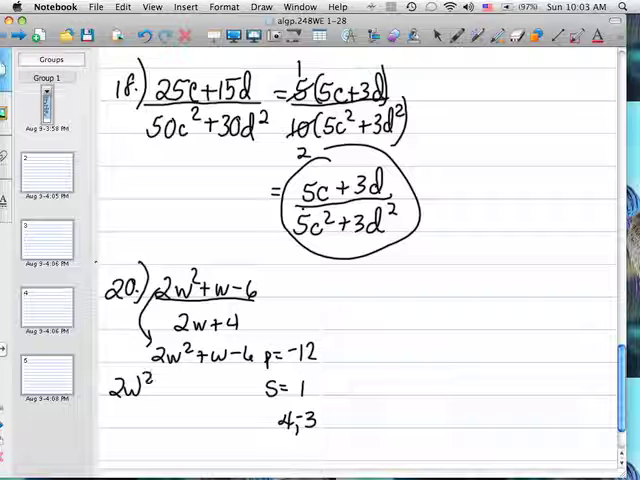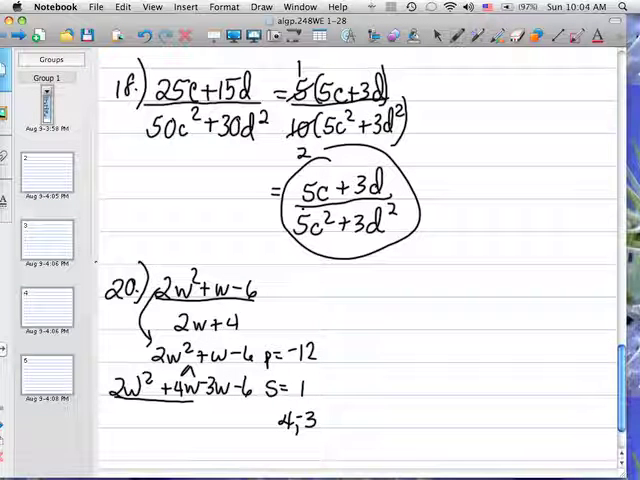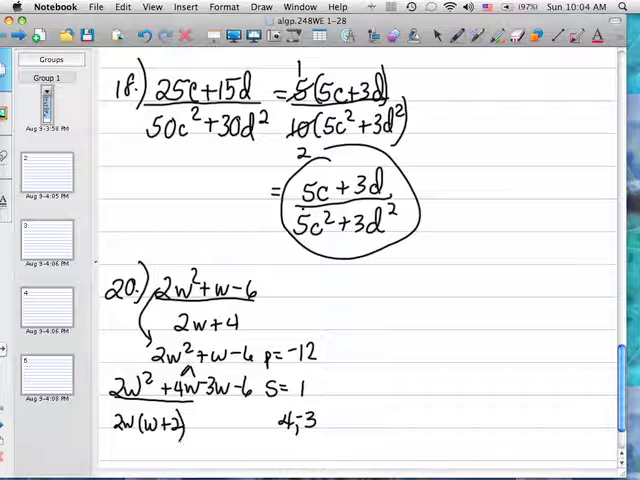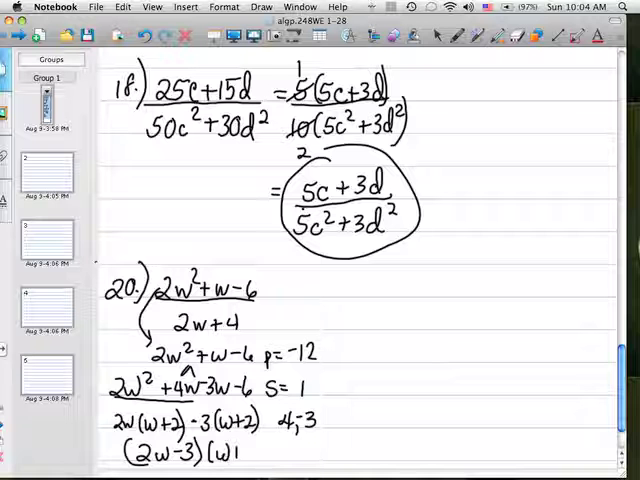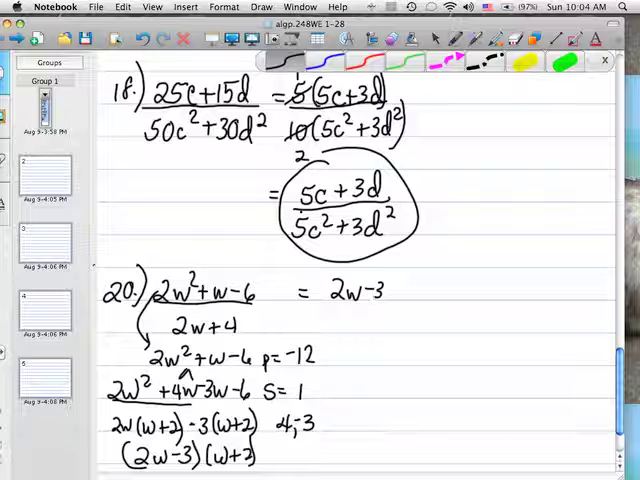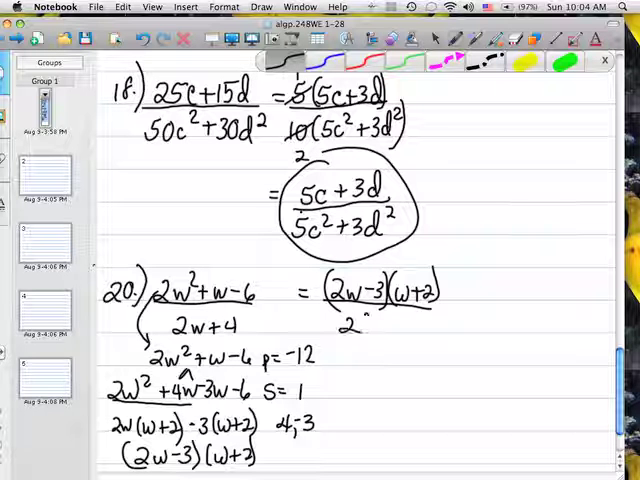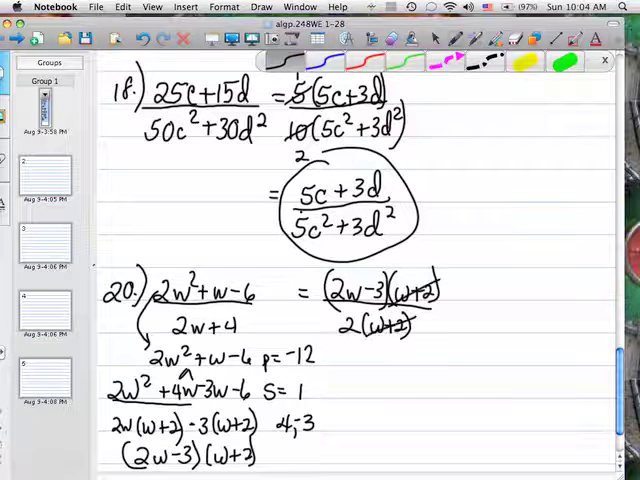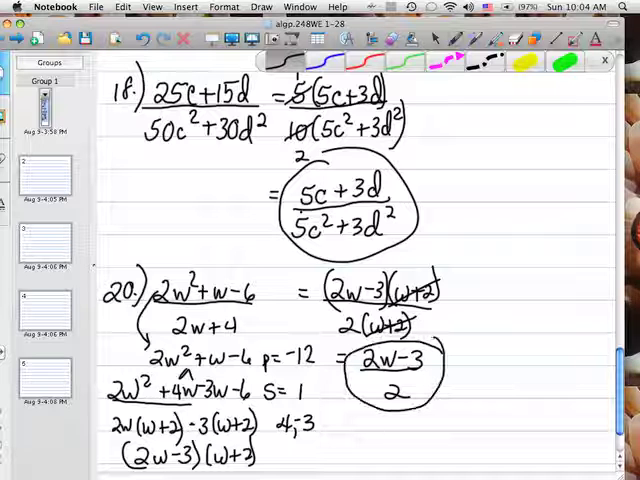So we get 2w squared, split the middle, plus 4w minus 3w minus 6. From the first pair, take out a 2w, and that leaves you w plus 2. Checking the signs, I have to take out a negative 3, and that leaves you w plus 2. So the factors are 2w minus 3 and w plus 2. So now we can go back over here and put 2w minus 3 and w plus 2. And then factoring the 2w plus 4, take out the 2, we have w plus 2. So we can cancel out the quantity w plus 2, and our answer is going to be 2w minus 3 over 2. And there is nothing you can cancel with that.